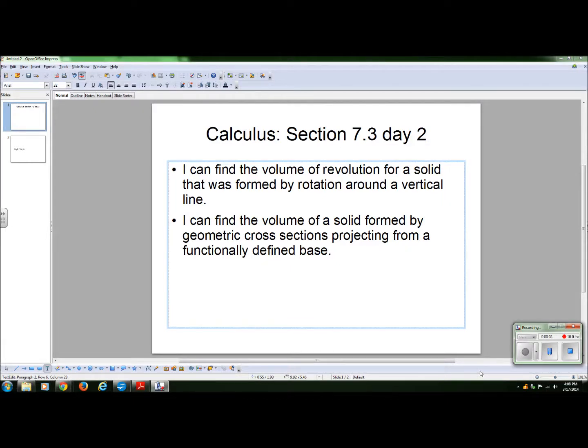Welcome to Calculus Section 7.3, Day 2. In this video, you will learn how to apply the washer and disk methods for finding the volume of revolution when the line of revolution is the y-axis or some other vertical line. You will also learn to find the volume of solids that have a base defined by curves in the xy coordinate plane and a height defined by some kind of repeated geometric relationship.